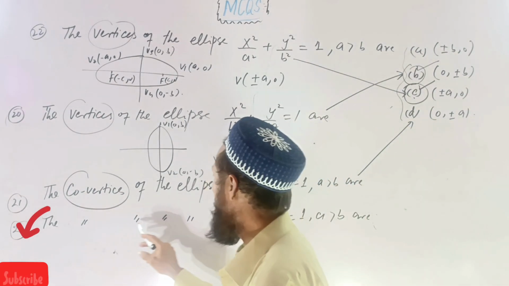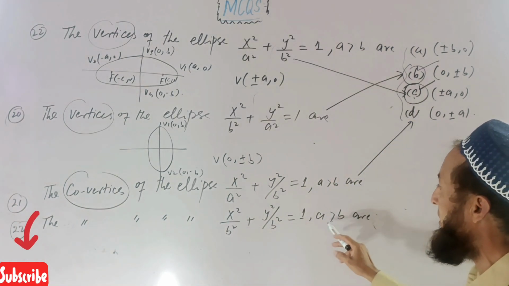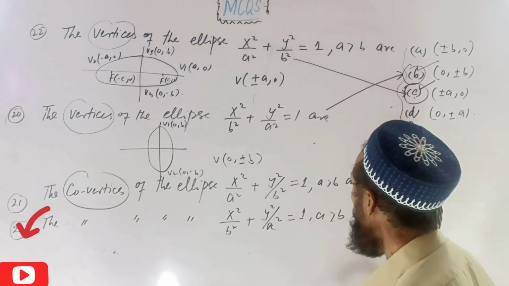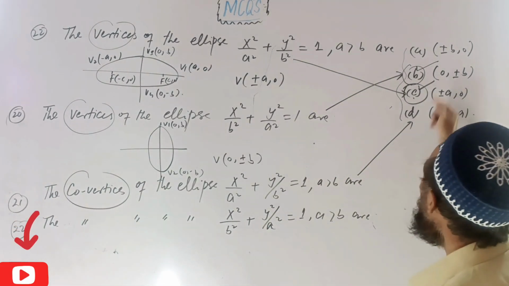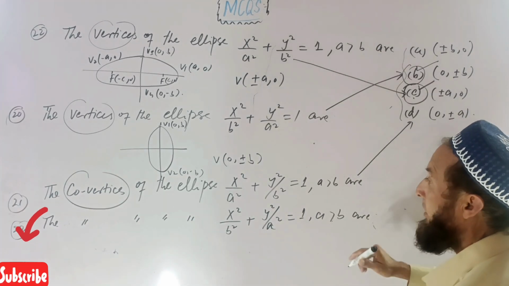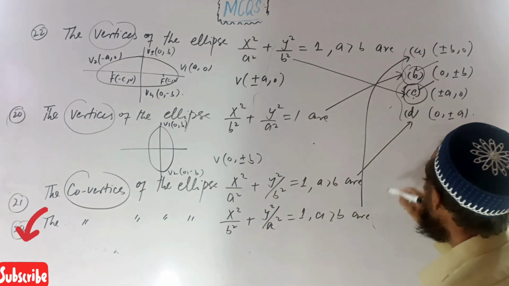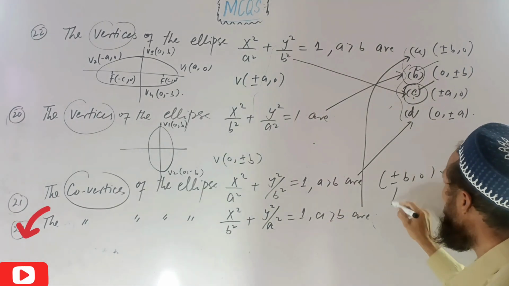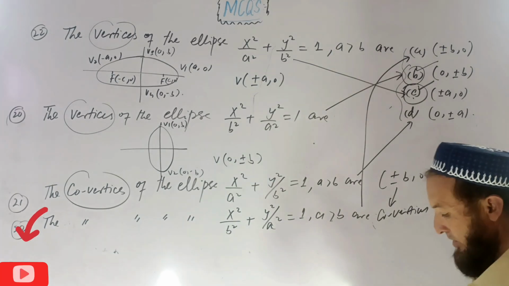The co-vertices of the ellipse x square divided by b square, if A is greater than B, along the y-axis. So along the y-axis, the minor axis, the co-vertices will be plus minus B and 0. So these will be the co-vertices of the ellipse.